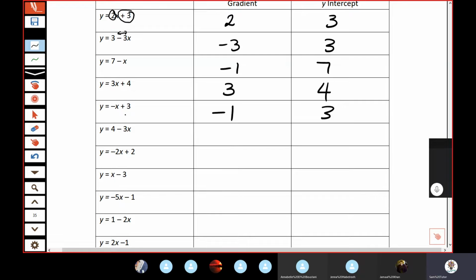So remember, as long as they're in this form, y equals mx plus b. You might think it doesn't look like it, but if I rearrange this, minus x plus 7, it's the same thing, mx plus b. As long as you've got the x and a number by itself, it is in this form.